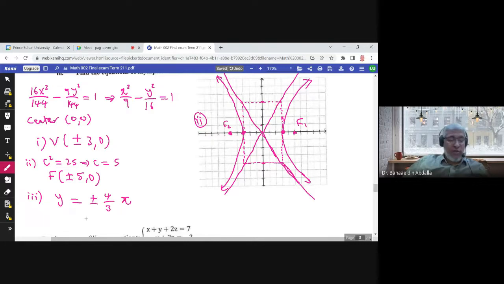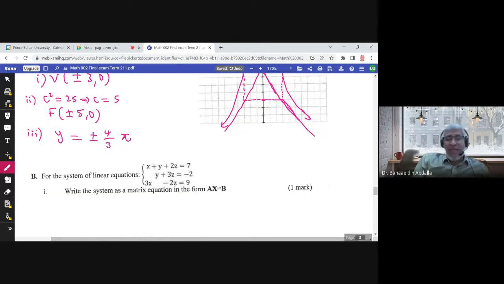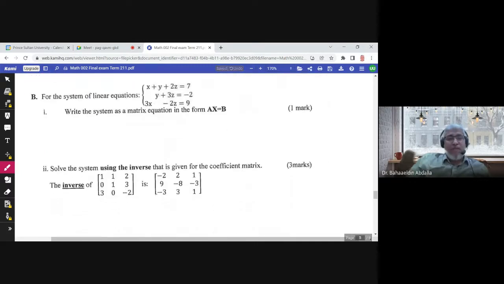So the equations of the asymptotes are y equals plus or minus 4 over 3 x, and that's the answer of the question. For the system of linear equations, write the system as a matrix equation in the form AX equals B. Well, we studied matrix equations in section 9.4. You can go back to more examples.